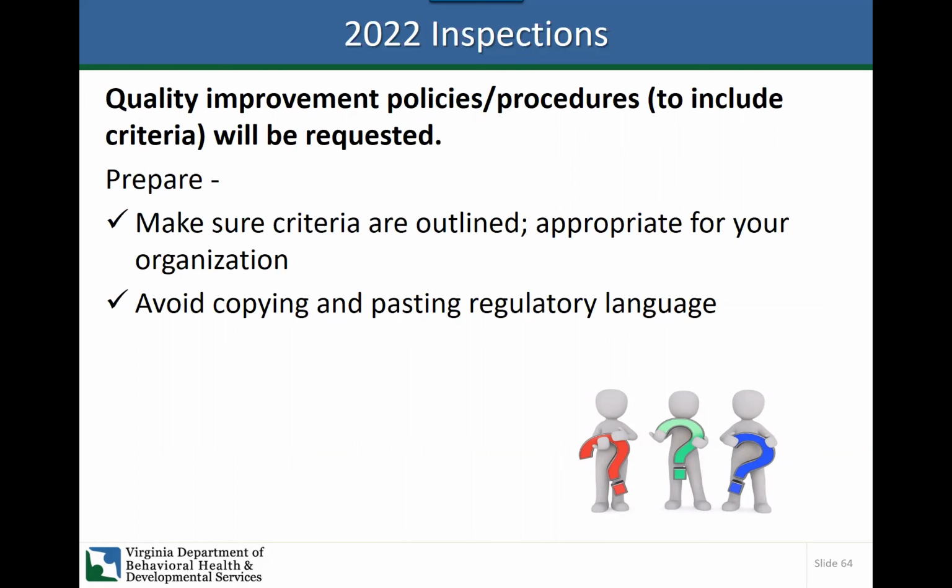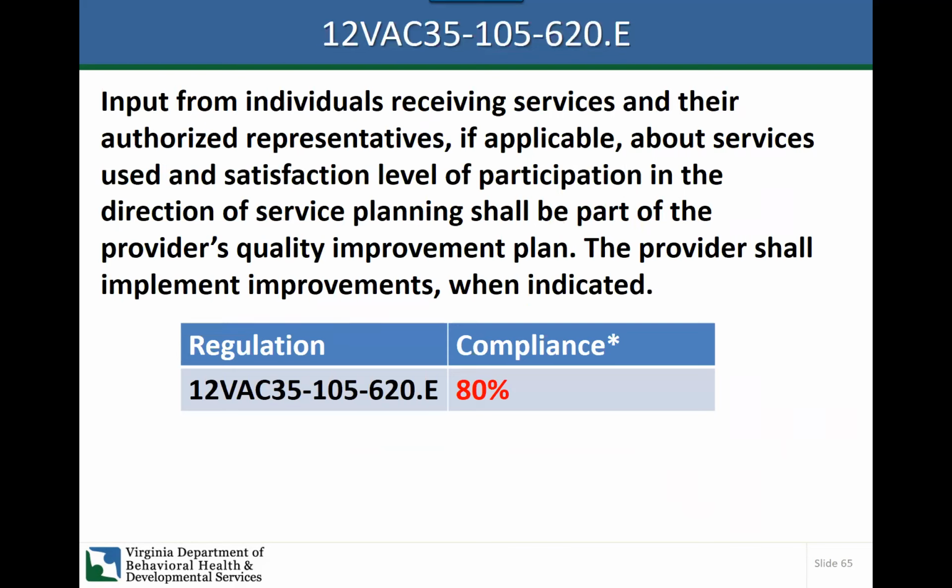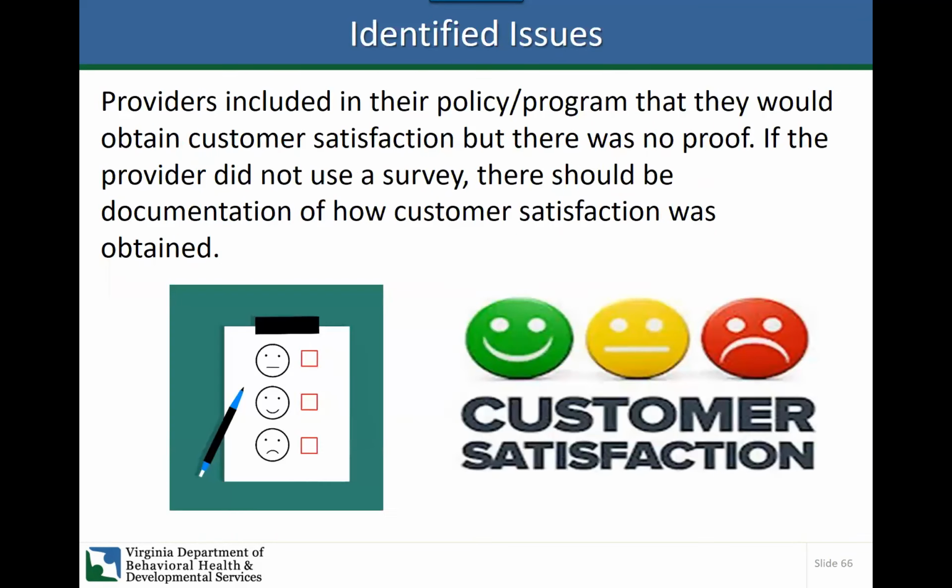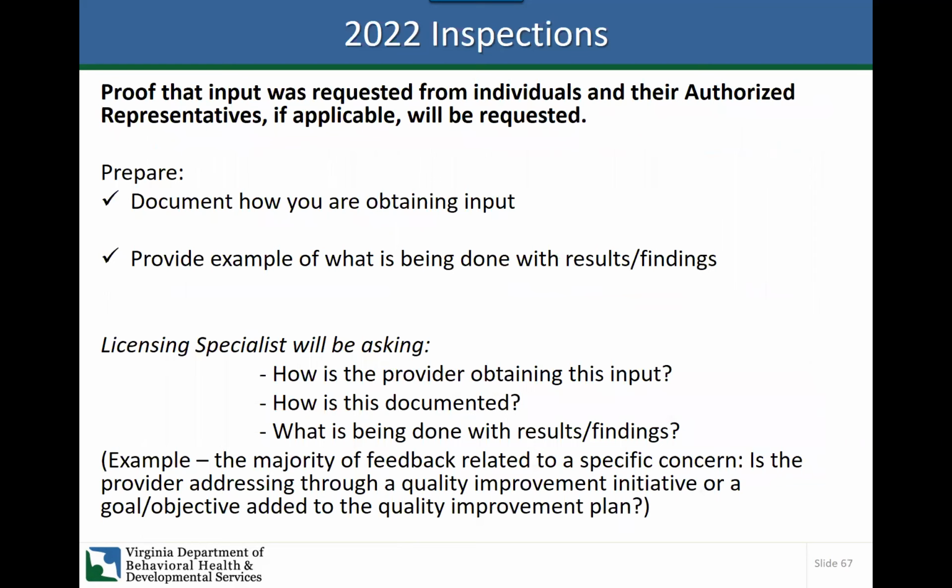So we'll move now to 620E, which is about customer satisfaction. This regulation came in at 80%. Many people have put things in their program, in their policies and procedures, but we need to take it a little step further, and we'll look at that in the next slide, where the identified issues were that they included it, but there was no proof of it. So if you're not going to use a survey, there at least should be documentation of how that customer satisfaction was obtained. So again, for the 2022 inspections on the next slide, that's what you need to be prepared for.